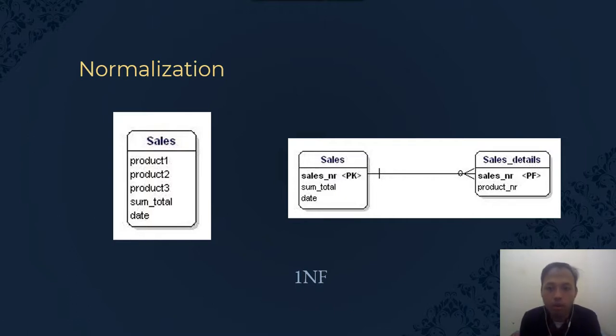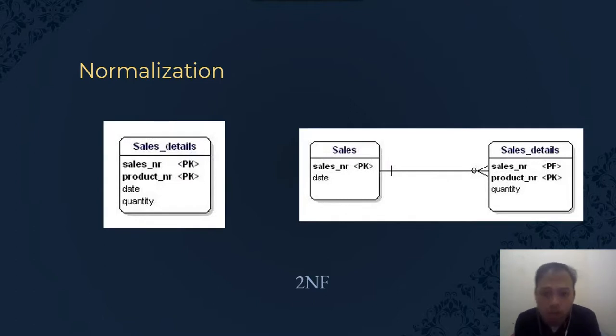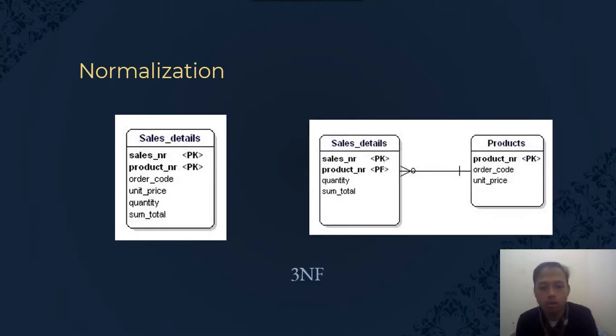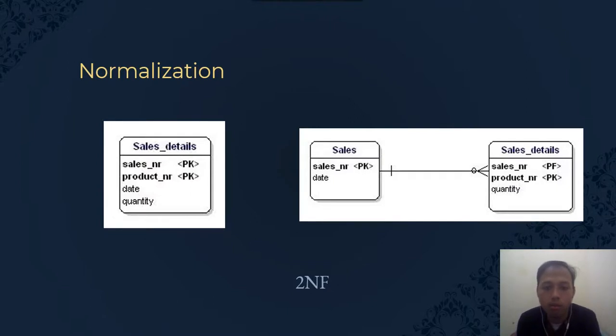That is for one normal form. And the second normal form is if we have the attributes that can be dependent, we have to separate it and create a new table for it. As we can see here, that product number and sales number are separated, so in sales detail there are dependencies on it. So that's the 2 normal form.